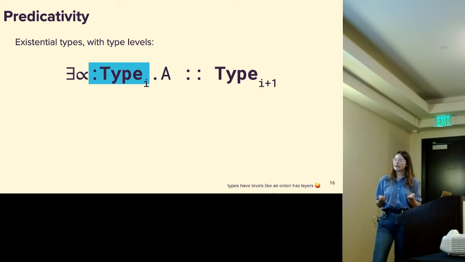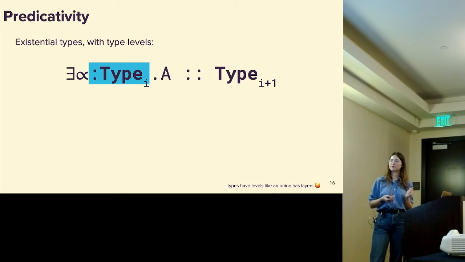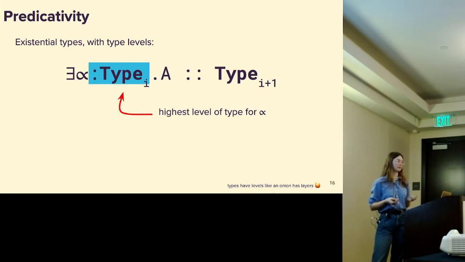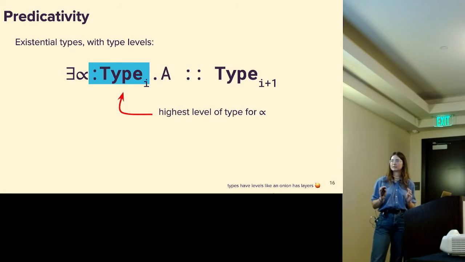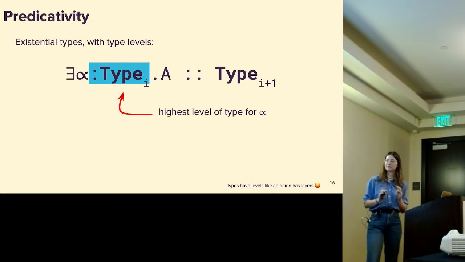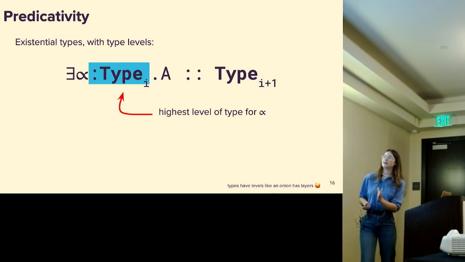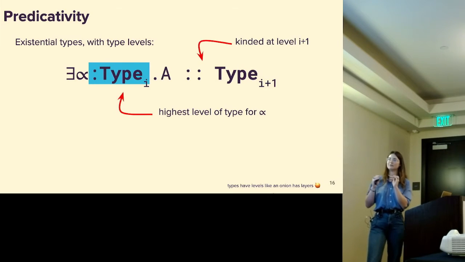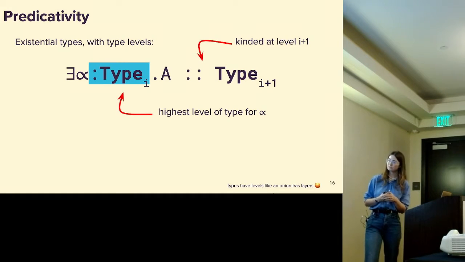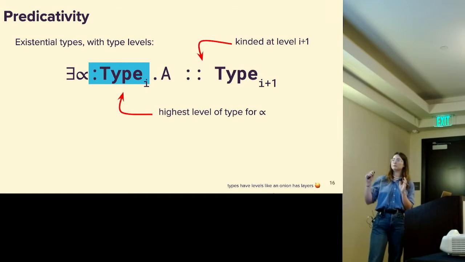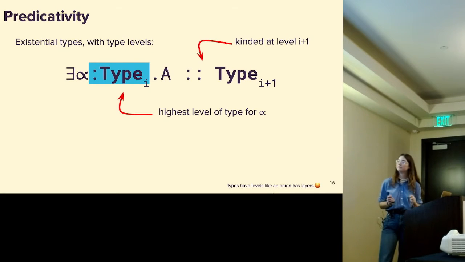So if we wanted to add predicativity to our type system, we would add this type level system and some annotations on our existential type. In particular, we would annotate the existential type here with the highest level of a type for alpha. Then the existential type itself is kinded at a level higher than what alpha is quantifying over here. And we're using these double colons to represent kinding here.